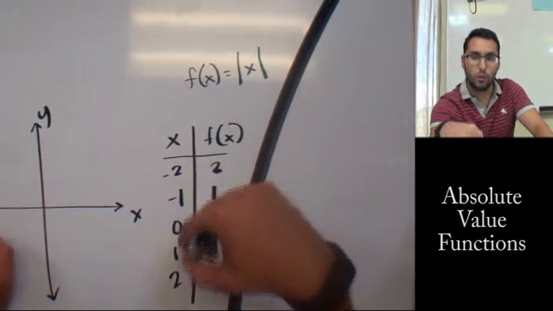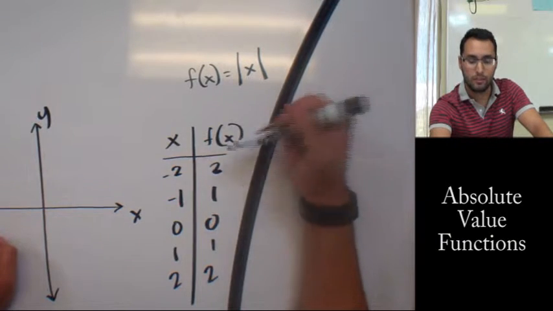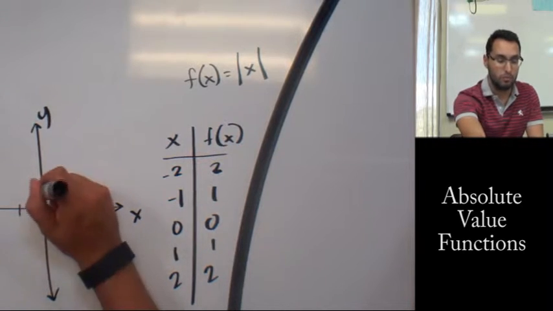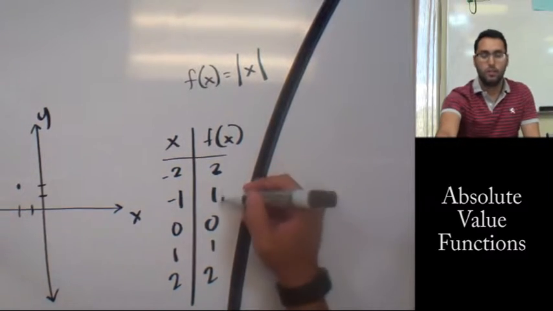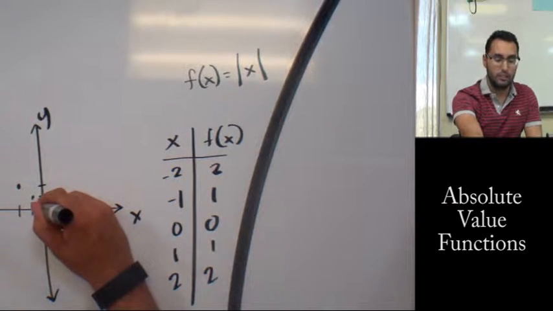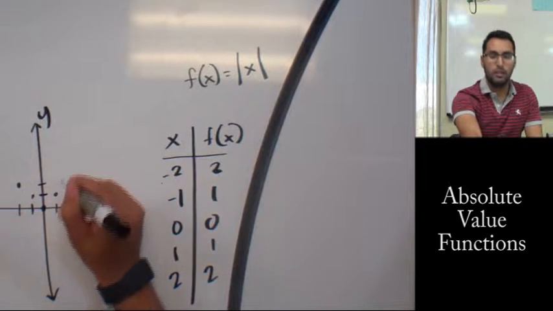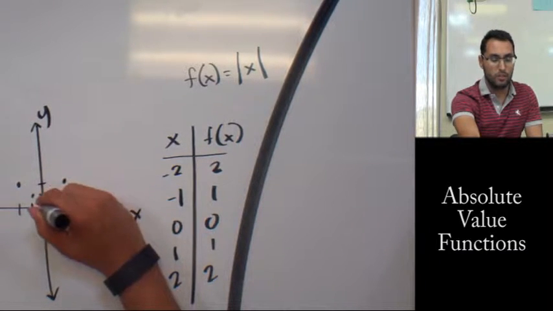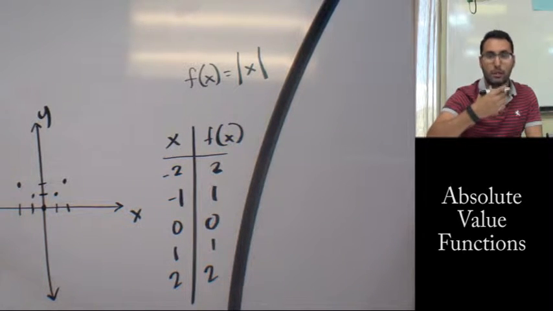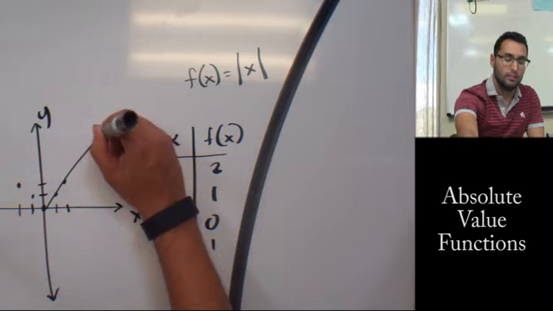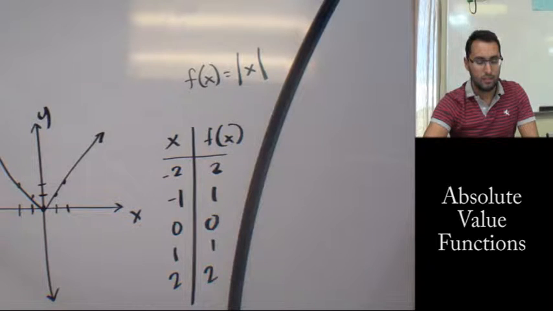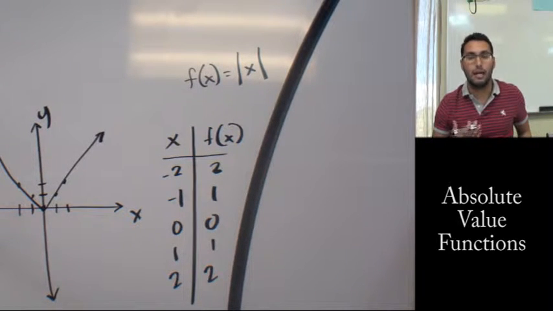Now these give us coordinates that we can graph on our plane. The first coordinate is (-2, 2), which is 2 to the left and 2 up. The next one is (-1, 1), which is 1 to the left and 1 up. We have (0, 0), (1, 1), and (2, 2). Notice how it forms this V shape. If this pattern were to continue, it would create something that looks like this. And that is the parent graph of an absolute value function.